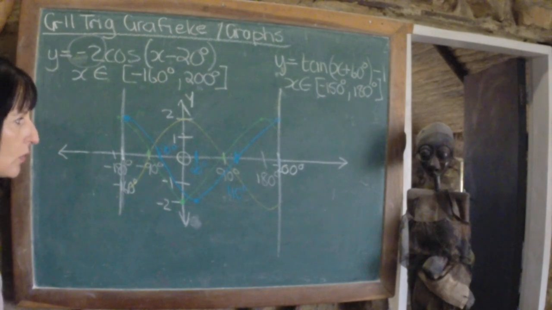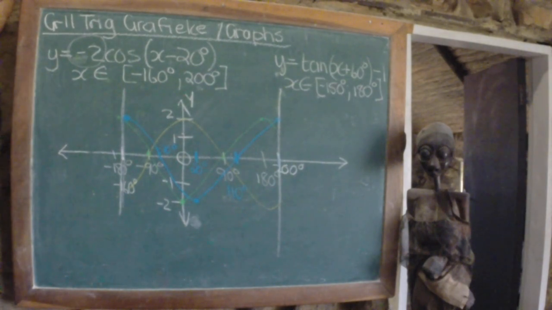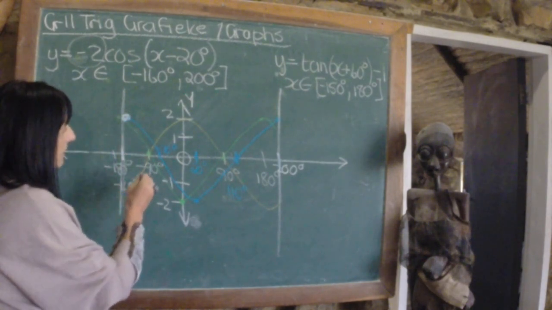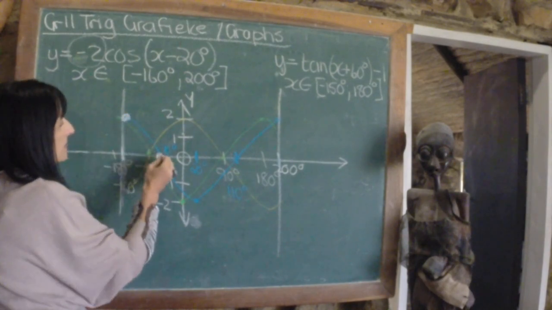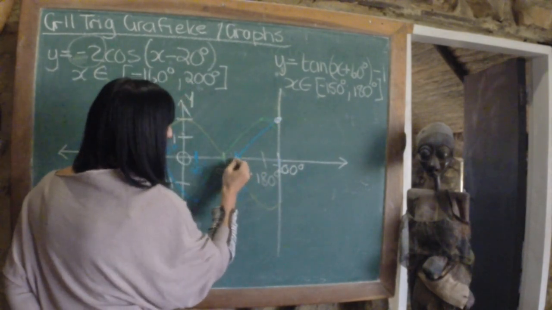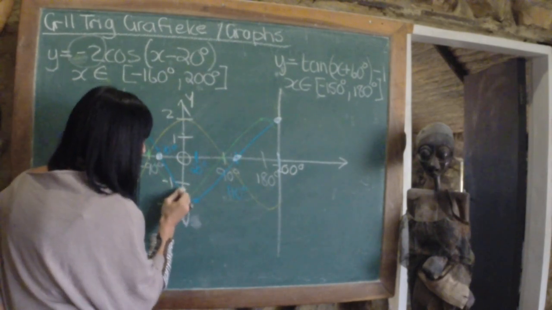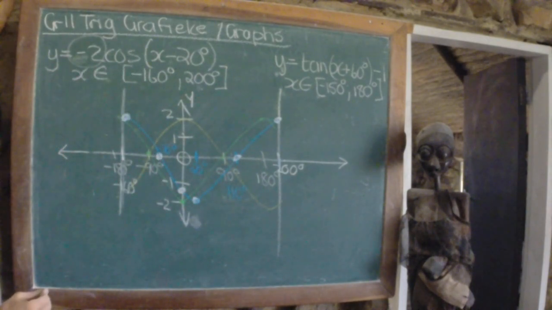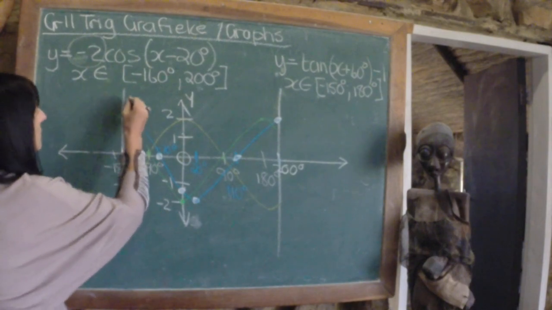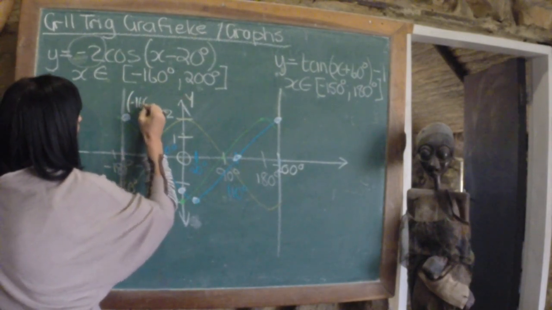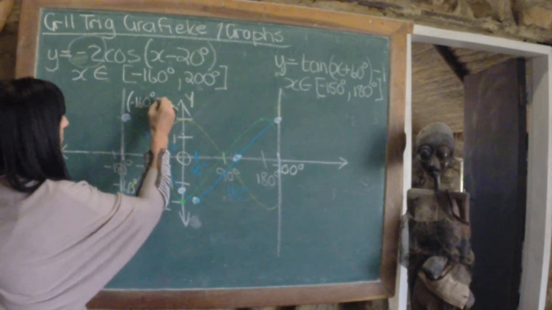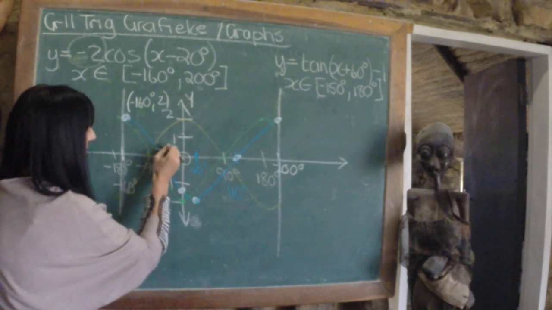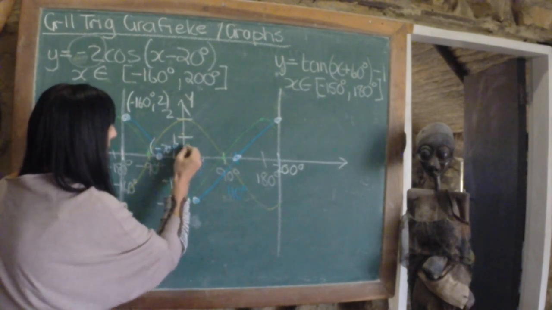Baie belangrik, jy mag nie daaroor gaan nie. Very, very important. Now, another thing that's important, all the coordinates, the ends of the graph, en waar hy my asse sny, en by my draaipunte, noem ons stationêre punte, and that coordinates must be clearly shown. So hierdie ouetjie is minus 160 grade, en hy is by 2. You must show that. Hierdie ouetjie is by minus 70 grade, en by 0.